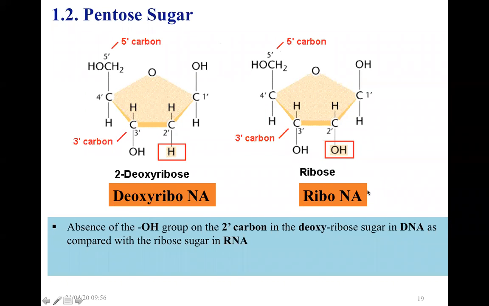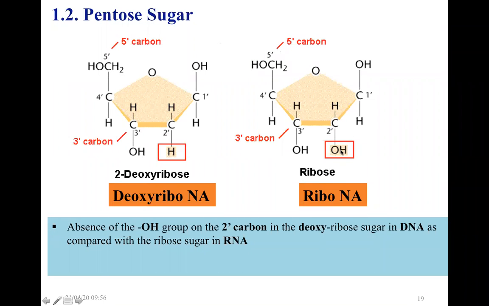So now we will study the second composition of DNA or nucleic acid. DNA and RNA have a pentose sugar. So this is the sugar molecule present in DNA. This is called 2' deoxyribose, and the sugar which is present in the RNA is called ribose.